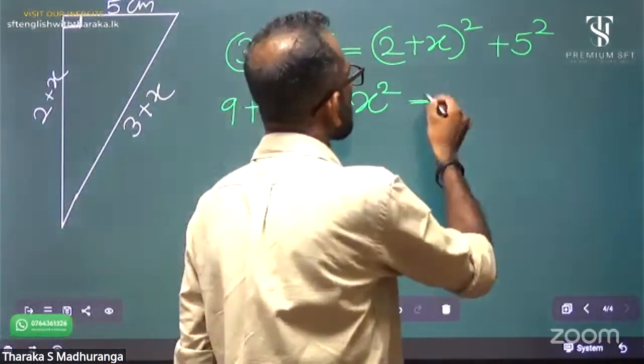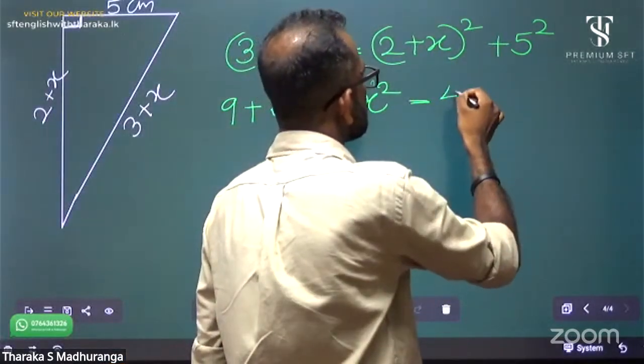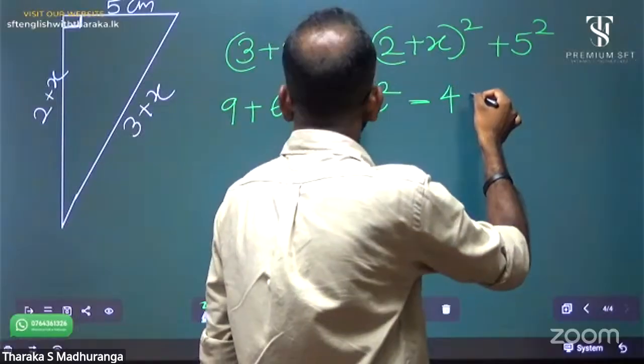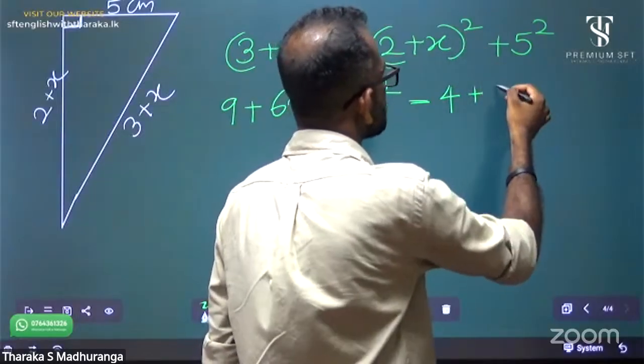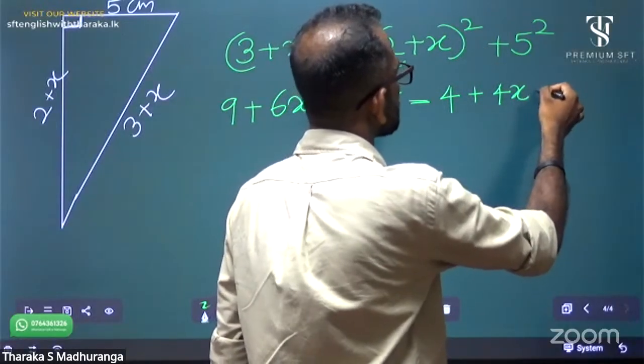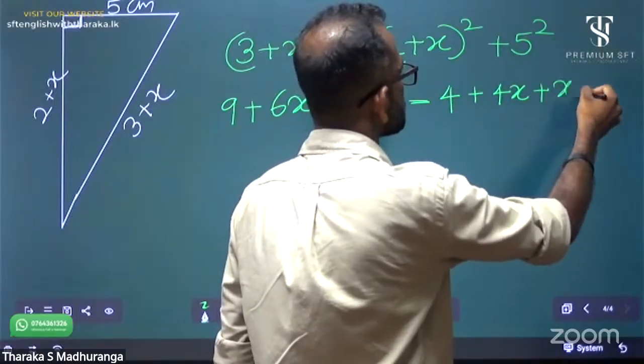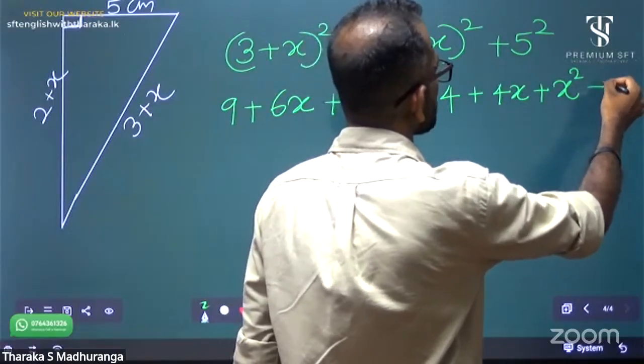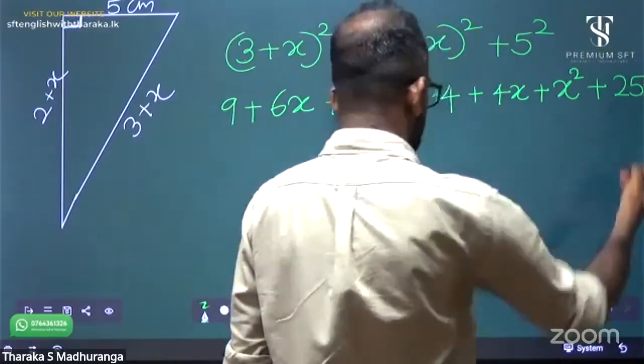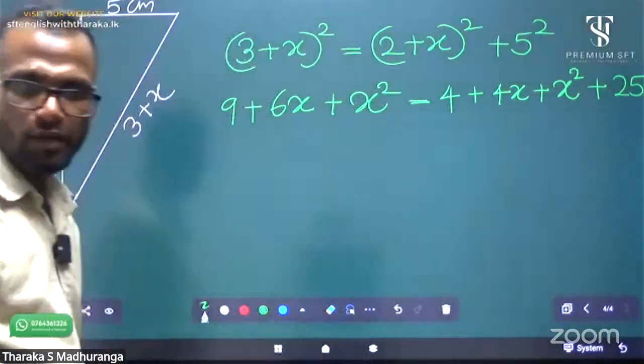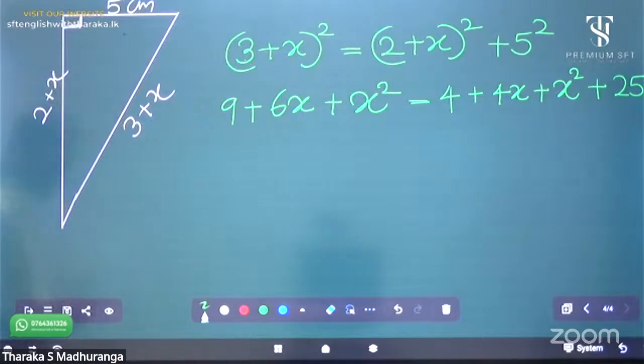Equal 2 squared, 4, plus 2x into 2, 4x, plus x squared, plus 25. Right? Simple. That's grade 10 maths. Now you can isolate the x.